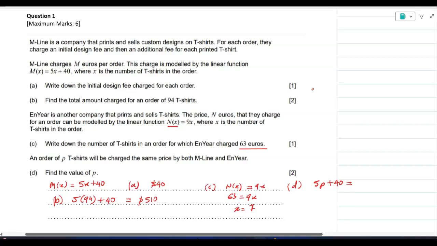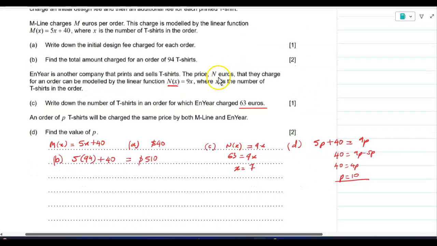What will N charge? N into P equals 9 into P. So 63 equals 9P? No, 63 is not there. P is the number of t-shirts. So if you put it in the first company, you have to pay 5P plus 40. If you put in the second company, you have to pay 9P. Now solve. So 40 is equal to 9P minus 5P. 40 is 4P. So P is equal to 10. So if you order 10 t-shirts, it won't matter whether you order from M or from N.